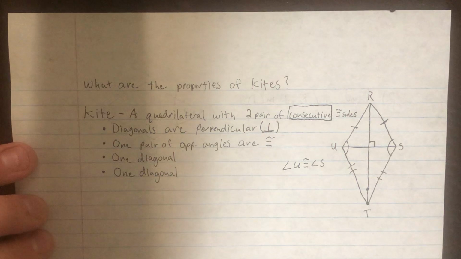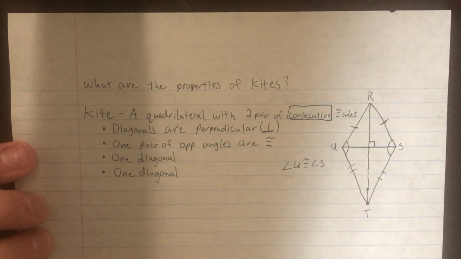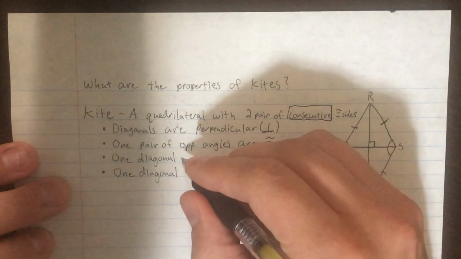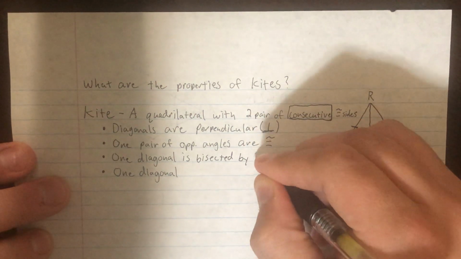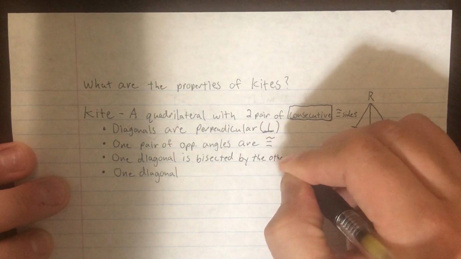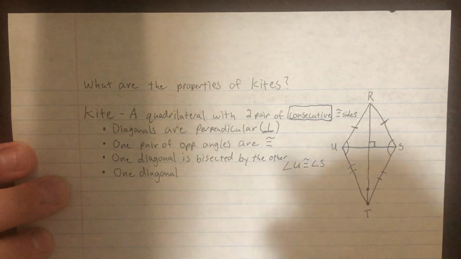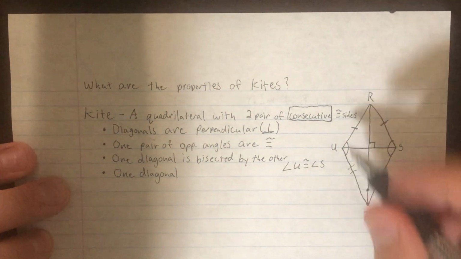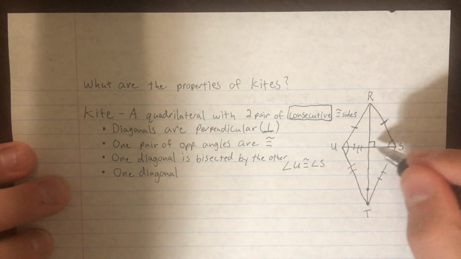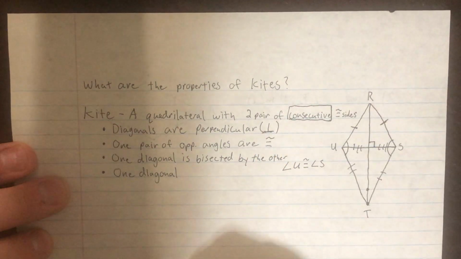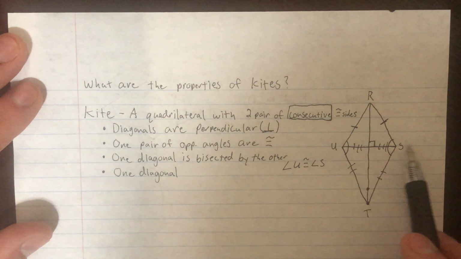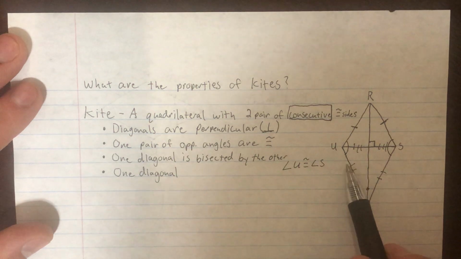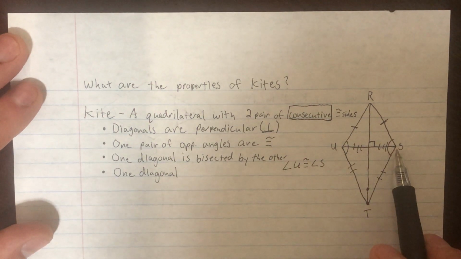In a similar manner, one diagonal is bisected by the other. Now, it's usually very obvious by looking at the diagram which one that is. It's the shorter one. So US is cut in half. You'll be able to tell just by looking at the picture most often. However, the way you always know: the diagonal that is in between the two non-congruent sides, that's the one that's going to be bisected.